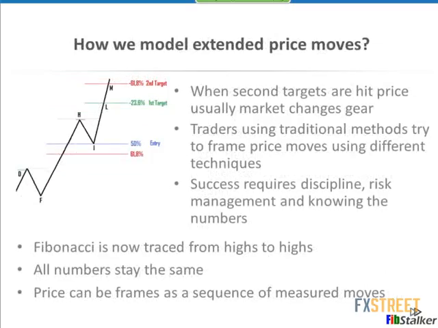What happens then when the market reaches the second target? There is also an opportunity for this market to change gear, and it means that now the next measured move in the Fibonacci sequence will actually be traced from highs to highs. In this example, from D to H. And the targets will stay the same. So the retracement will be in I, and the targets will be L and M here. I think this is a behavior of the market that is often missed by traders, and they try to explain this.